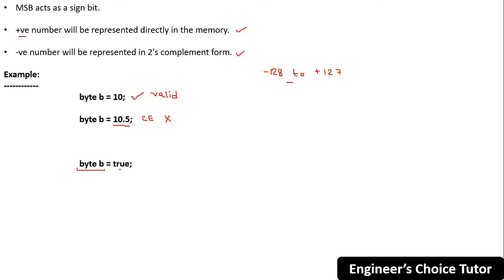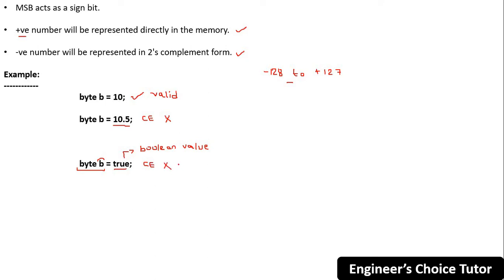byte b = true. Again the same thing. This true is a Boolean value, right? How can you assign a Boolean value to a byte data type variable? Is it possible? Not possible, because Boolean is a completely different thing. It is not a number, it is not an integer. And byte holds integer values. So it is also invalid, and you will get a compile time error in this case also.